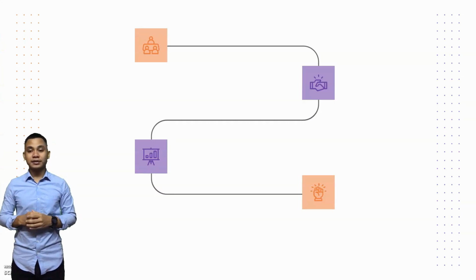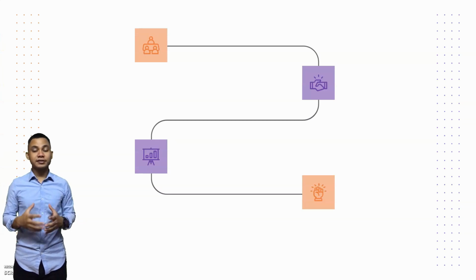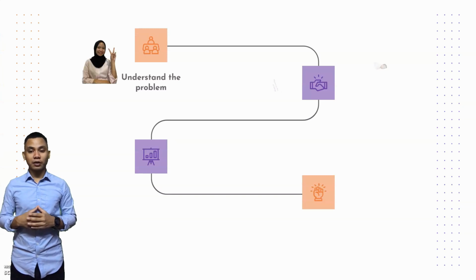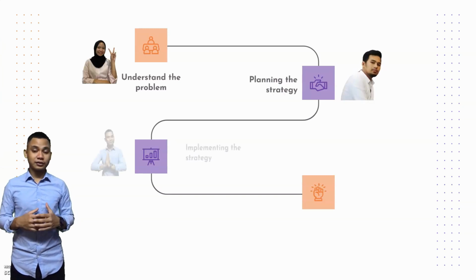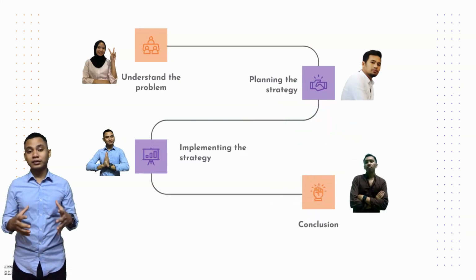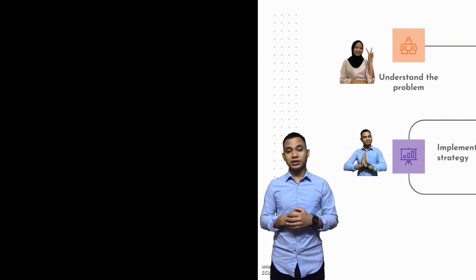There are 4 steps in solving problems regarding simple probability. The first one is understand the problem, the second one is planning the strategy, the third one is implementing the strategy, and the last one is make a conclusion.